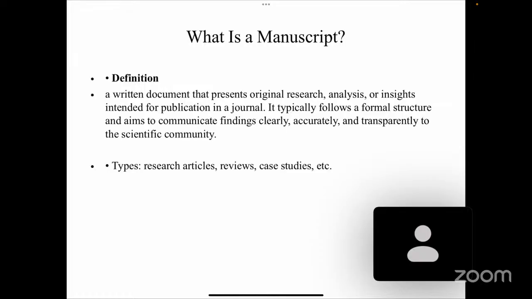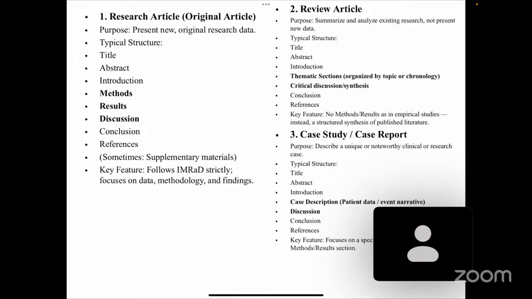This is why we need to make it in a systematic way so that we can communicate in the scientific and research community. There are so many types of manuscripts, most commonly research articles, reviews, and case studies. Basically, I'm going to give you 3 examples today, but there's a lot more than these types. The first one and the most common one, and the one that I'm going to talk about in detail today, is the research article, the original article.